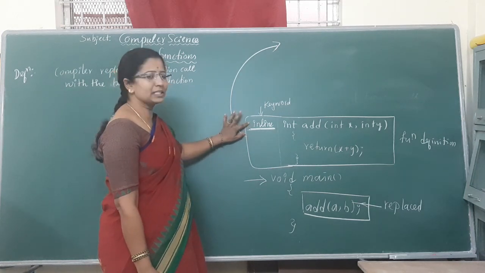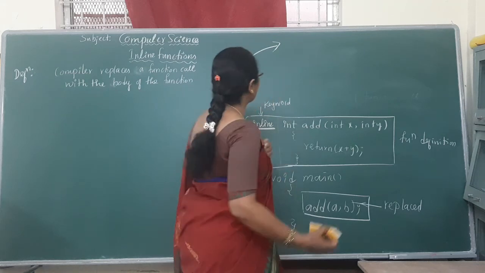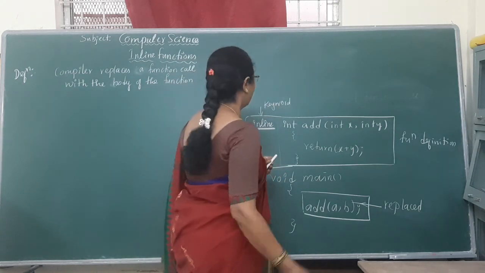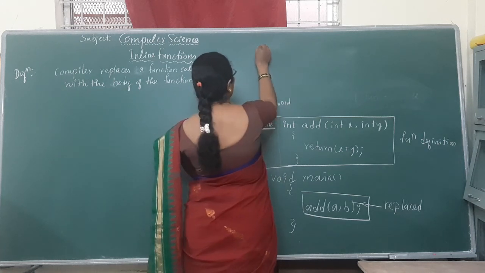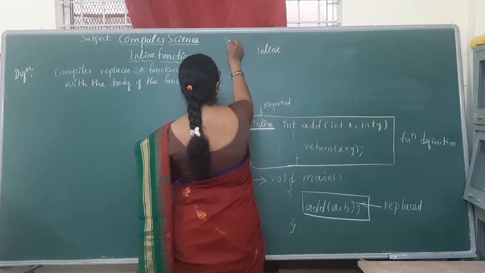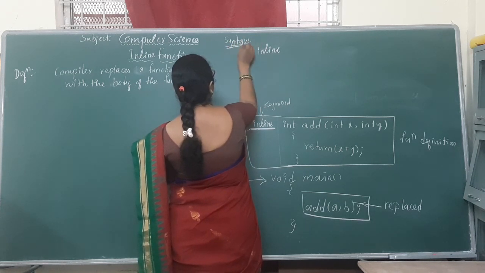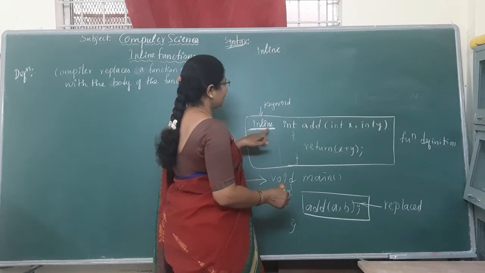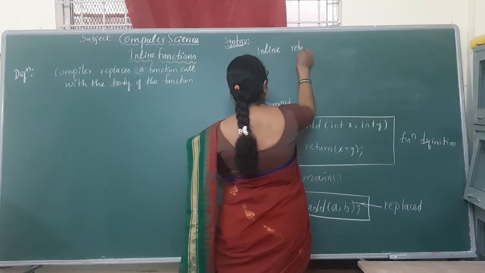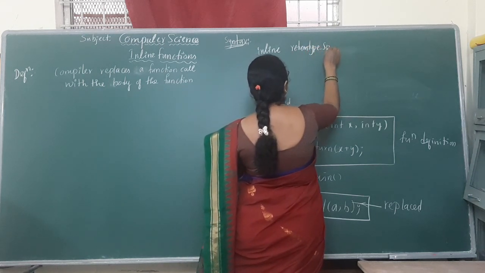By seeing this, we'll write the syntax of this. Your syntax is followed by the inline keyword. Inline is a keyword. That is the definition or general syntax of inline. What is int? It is a return type specifier.